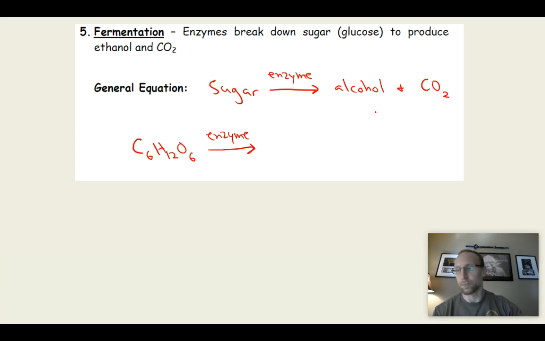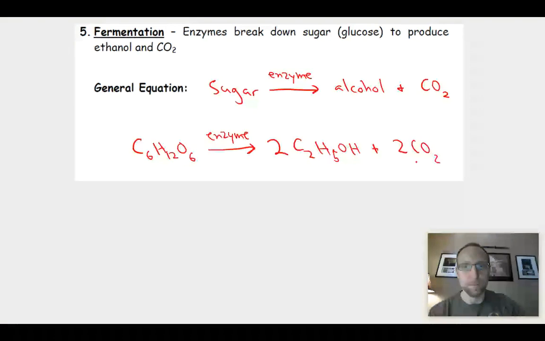So what do we get? We're going to get an alcohol. So in this case, we're going to get C2H5OH, our alcohol, plus we're going to get CO2. So again, just be able to identify these. A sugar broken down to make alcohol and carbon dioxide, and that's it.